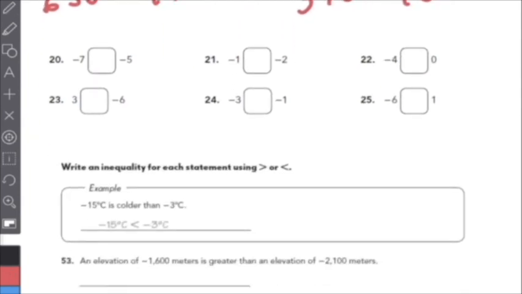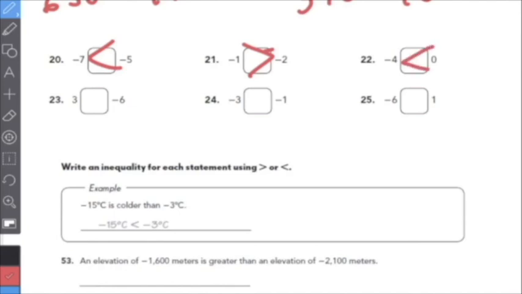Okay, now 20 through 25 is just regular integers, so we have -7 and -5. Which one's bigger? -7 or -5? -5 is going to be bigger because when you're dealing with two negatives, the one that's closer to 0 is the bigger one. So -5 is bigger. So -2, -1, -1 is going to be bigger because it's closer to 0. When we deal with -4 and 0, 0 is going to be bigger.